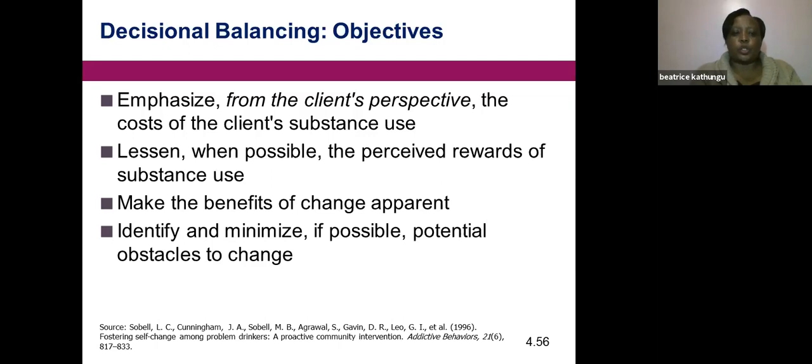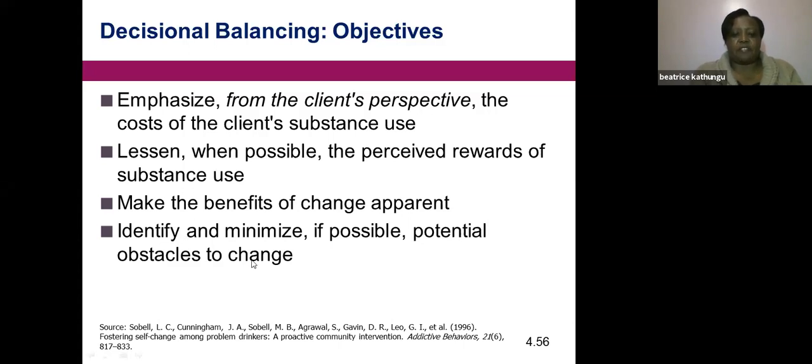Secondly, we want to lessen when possible, and please note when possible, because sometimes it may not be possible. We want to lessen the perceived rewards on the substance use. So the client will give you all these good things about the substance, and it is you to pick them and not necessarily inflate them. So we try to lessen these perceived rewards, but at the same time, we also want to do the opposite. The benefits the client brings out, we want to escalate them. We want to maximize them. We want them to look big. That's what we are saying.